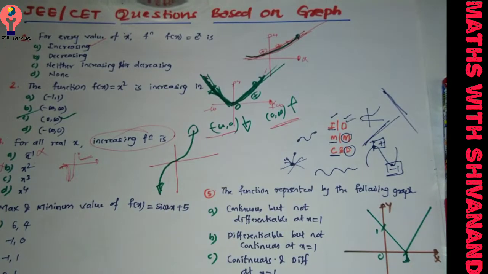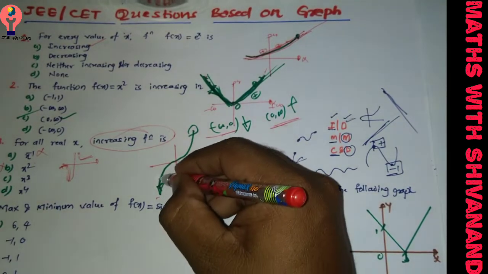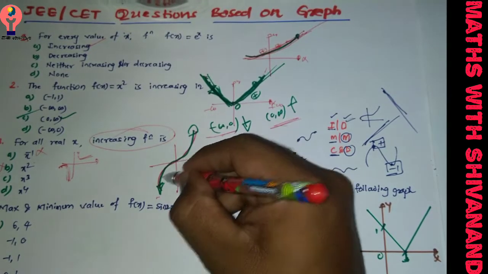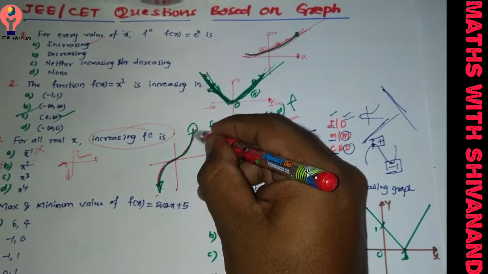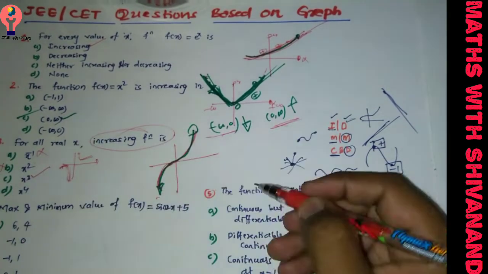Now you check its behavior from left to right. From left to right, see its slope. Is it positive? Yes, the slope is continuously positive. So it is always rising, all the time it is rising. Because of that, this function is increasing.